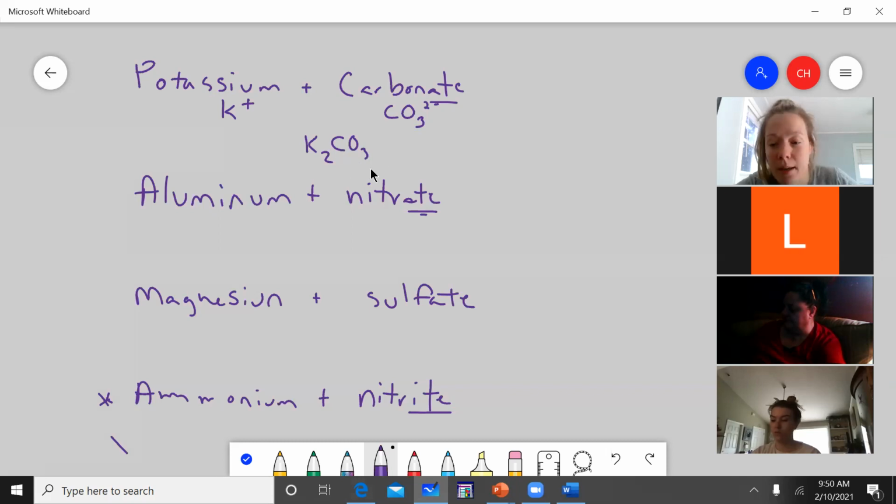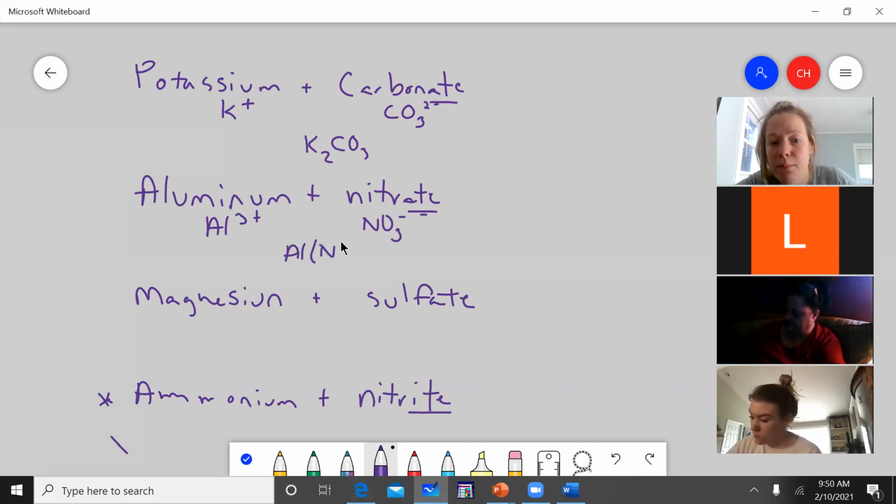We don't need to put carbonate in parentheses if we only have one of them. Aluminum nitrate. So aluminum, Al with a 3+ charge. Nitrate, NO3 with a -1 charge. Flip-flop, that would tell me I have 1 aluminum for every 3 nitrates.